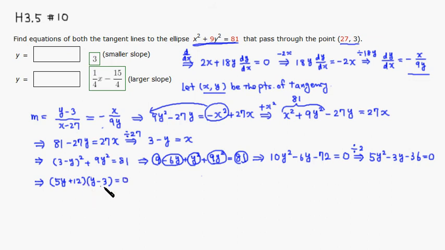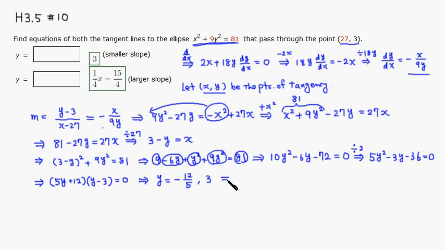If you multiply 12 and negative 3, we get negative 36. Right? We multiply 5 and negative 3, negative 15 plus 12, negative 3. So it seems to work out. So therefore, we have two y values. So the y values are, from here, negative 12 over 5, right? Then you have 3, right?